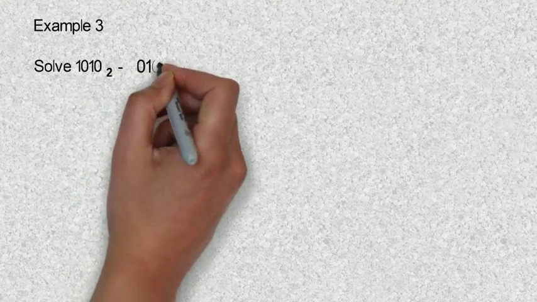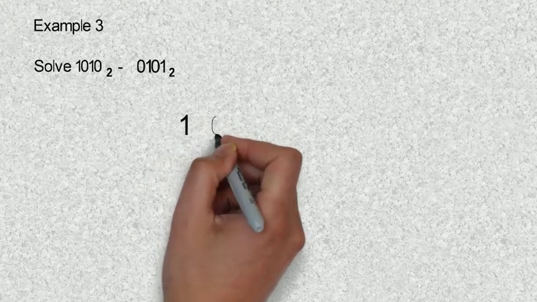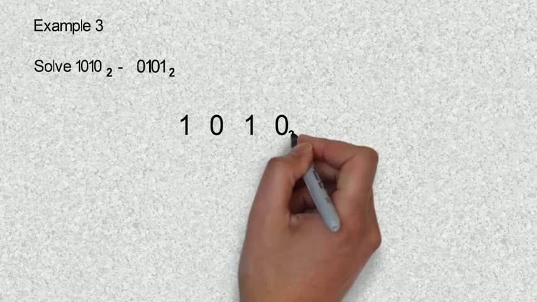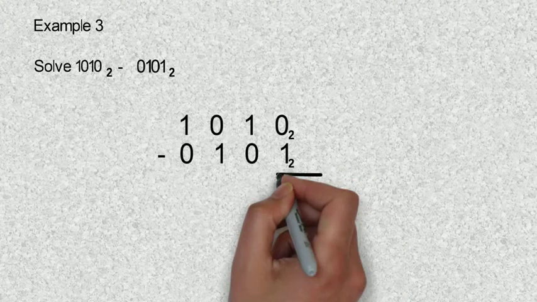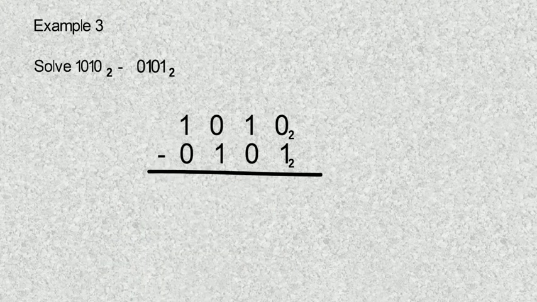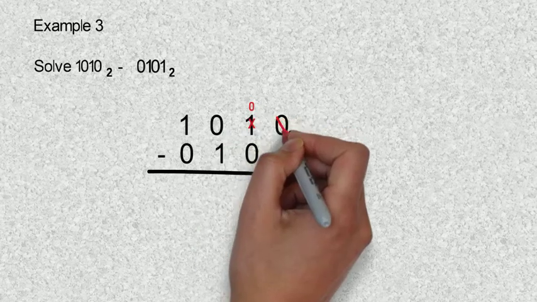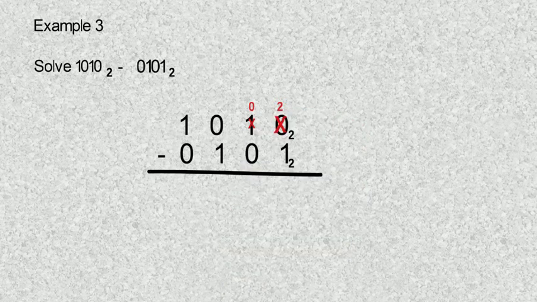Example 3 says 1, 0, 1, 0 base 2 minus 0, 1, 0, 1 base 2. So we arrange again. I have 1, 0, 1, 0 minus 0, 1, 0, 1. So let's perform our subtraction here. Starting from my right hand side, I have 0 minus 1, which is not possible. Now you should know what to do. You should know we are going to the next figure to borrow from it. So if I borrow from the next figure, it will make that, cross out that 1 and leave it to be 0. So adding it to the next one will be 2, because we are dealing with binary numbers now. We are dealing with base 2. So I have 2 minus 1 will give me 1.